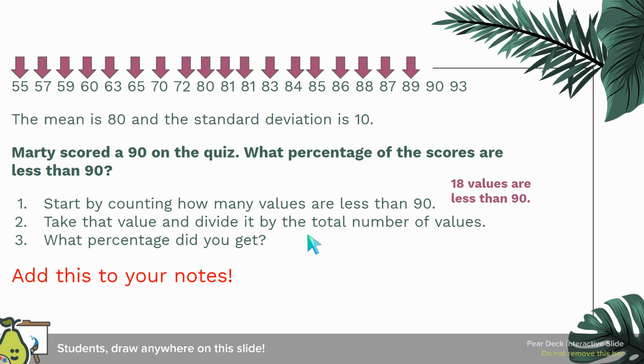Now take that value and divide it by the total number of values. So 18 divided by 20. 20 is our total number of values. 18 represents the value. That's how many values are less than 90. To change that to a percent, move the decimal over 2 times to the right, and you get 90%. So 90% of our values are less than 90.